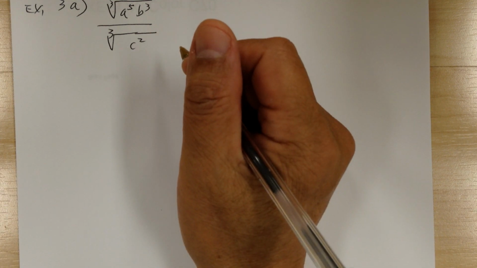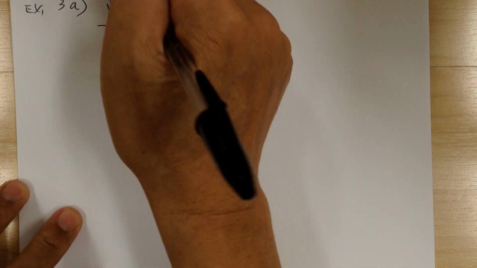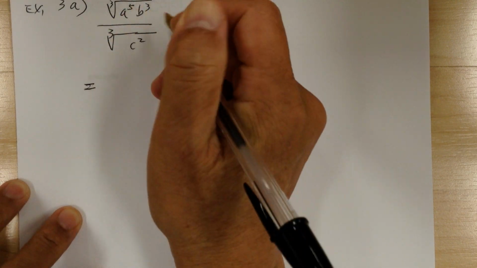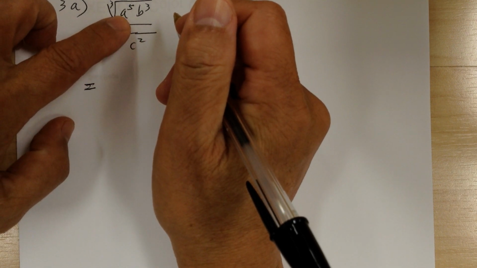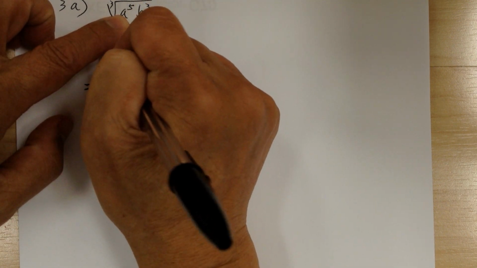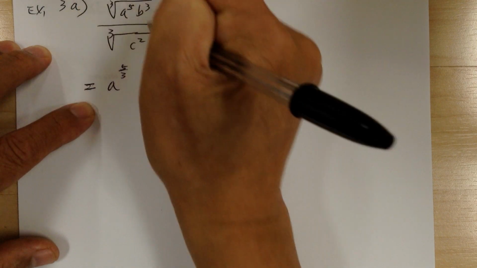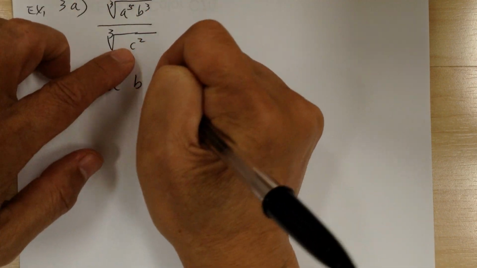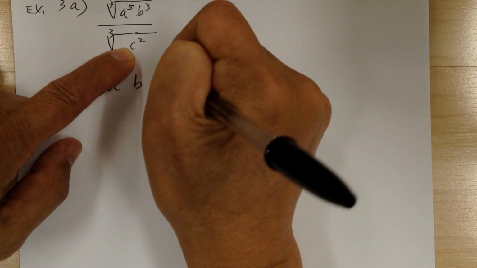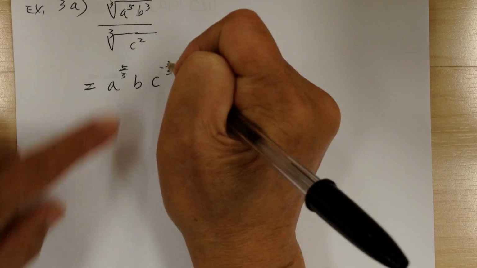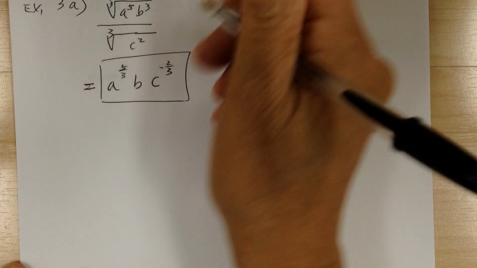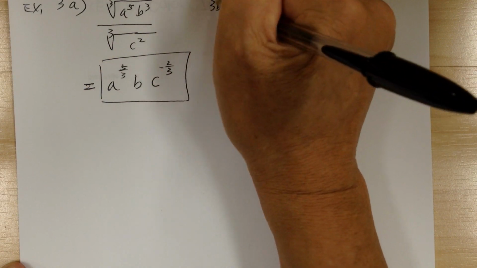For this one, you want to put it in exponential form. So this is not simplified, just put it in exponential form. So this one, we don't even have to do this, just go and do each part of this. So this would be a to the 5 over 3, right? And this would be b, right? 3 over 3 is 1. And this is on the bottom, so it would be c to the negative 2 over 3. Okay, and that's it. Okay, so 3b.